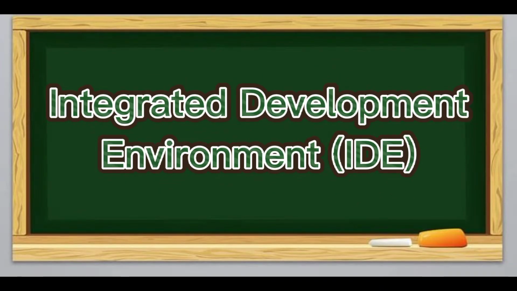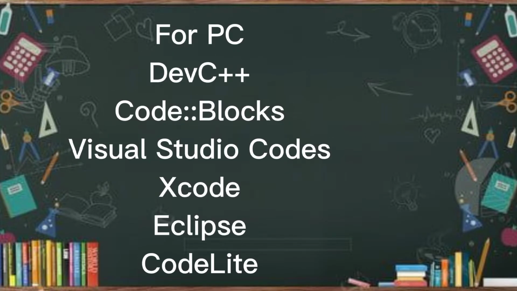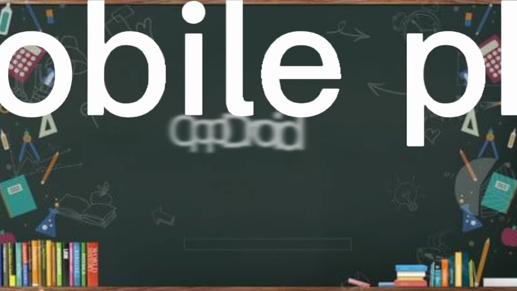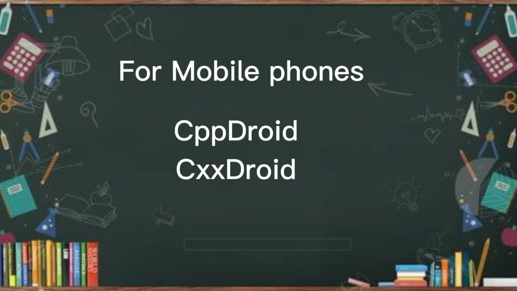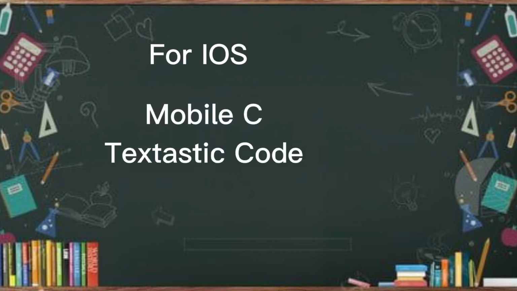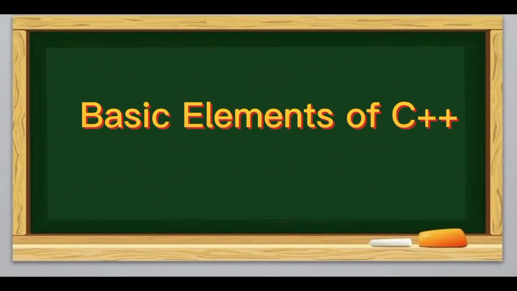An Integrated Development Environment, or IDE, is a software application that provides comprehensive facilities to programmers for software development. There are several IDEs used for C++ programming. For PC, you can use Dev C++, CodeBlocks, Visual Studio Code, Xcode, Eclipse, or CodeLite. For mobile phones, you can use CPP Droid or CXX Droid for Android, while MobileC or Textastic Code for iOS.